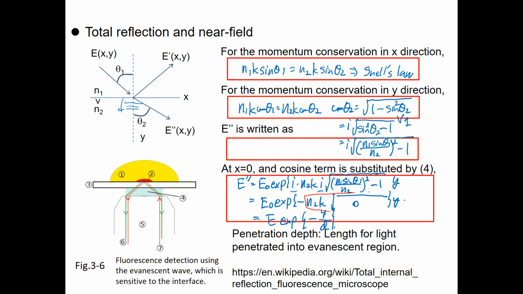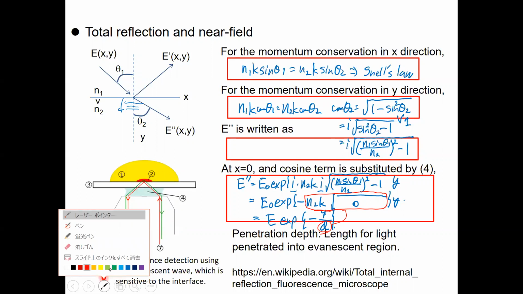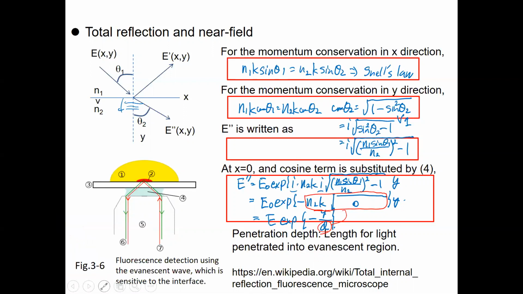This field can be written as exponential of minus y over d, and you can calculate d from this value. The inverse of this value corresponds to d. This depth is called the penetration depth. This field is not propagating, but there is some field going into the lower refractive index side in the case of total reflection, which is an evanescent wave, or sometimes called an optical near field.